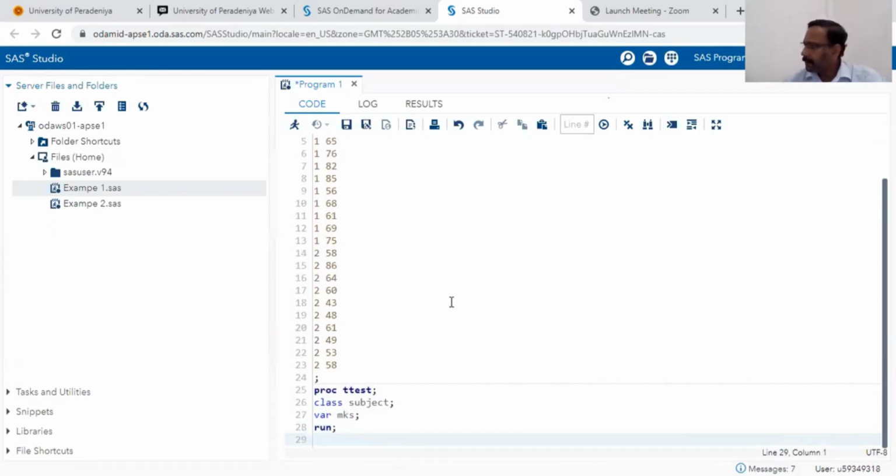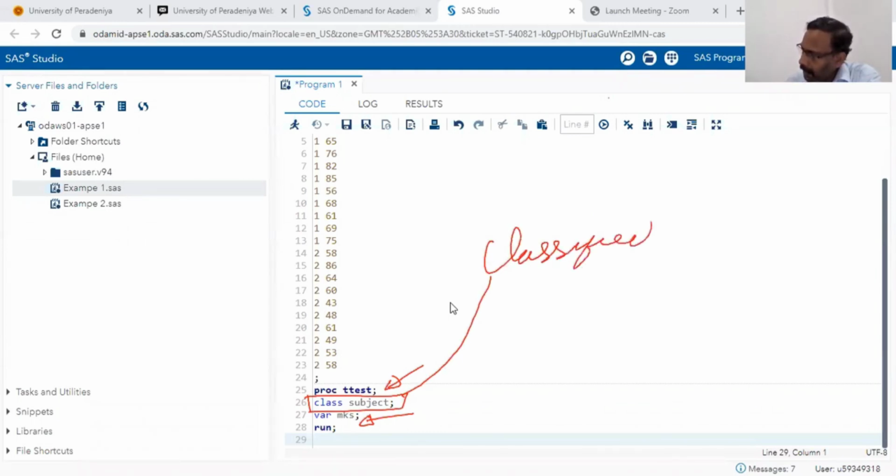Here, class, what is class? You may not be familiar with it, because the rest is the same here. T-test, no problem. Variable, that is the variable that we are going to analyze, it is the marks. But here we have an additional statement, class. Class means classified variable.